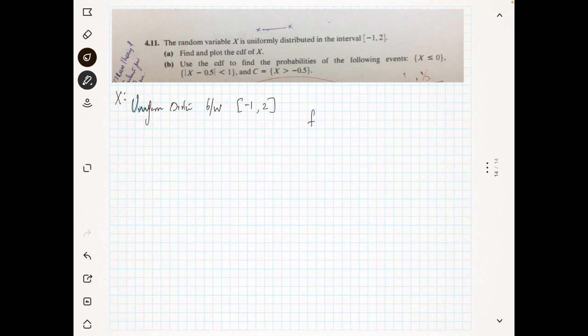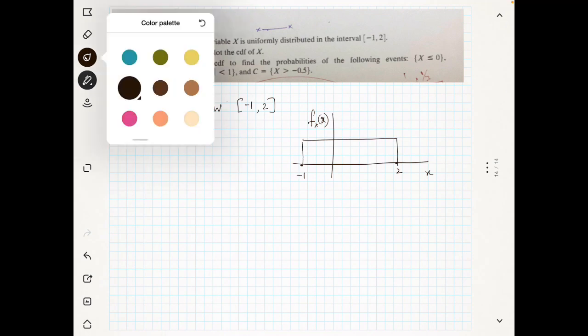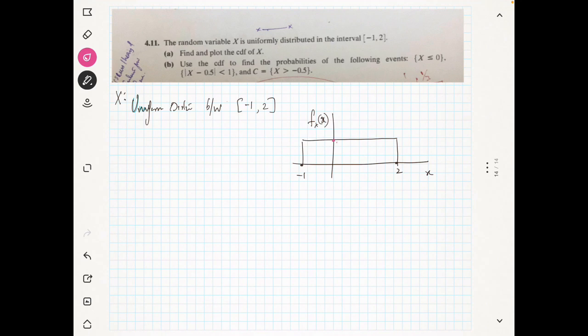So we have fx of x, and this is x. It ranges from minus 1 to 2, and it is uniform, so it is constant everywhere. Now we have to find what this amplitude is. The width is 2 minus minus 1, which is equal to 3. So the amplitude will be 1 by 3, so that the area, 3 into 1 by 3, will be equal to 1. That's why. So we got the fx of x.